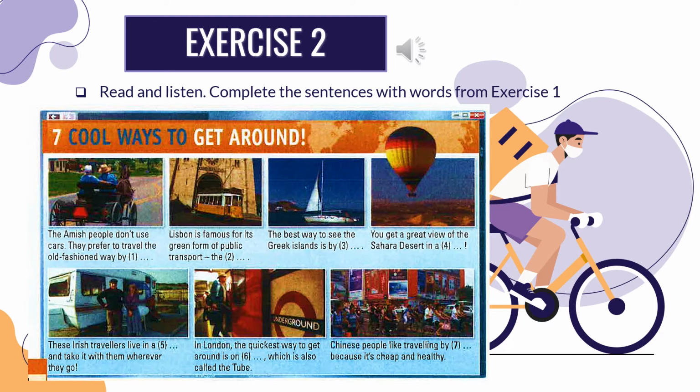Unit 7. Vocabulary and Speaking. Transport. Exercise 2. 7 cool ways to get around. The Amish people don't use cars. They prefer to travel the old-fashioned way by horse and carriage. Lisbon is famous for its green form of public transport, the tram. The best way to see the Greek islands is by yacht. You get a great view of the Sahara Desert in a hot air balloon. These Irish travellers live in a caravan and take it with them wherever they go. In London, the quickest way to get around is on the Underground, which is also called the Tube. Chinese people like travelling by bicycle because it's cheap and healthy.